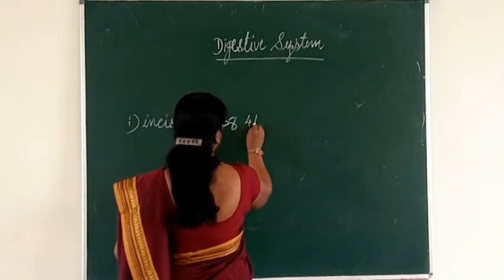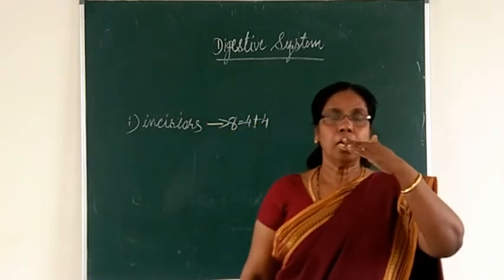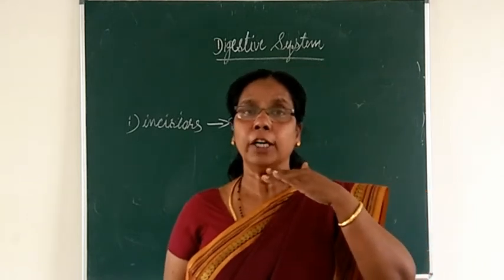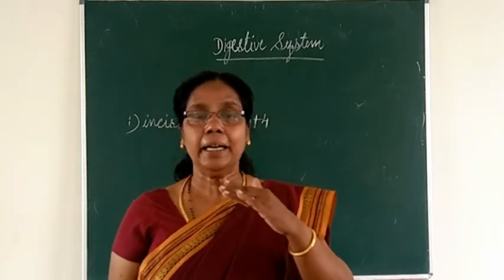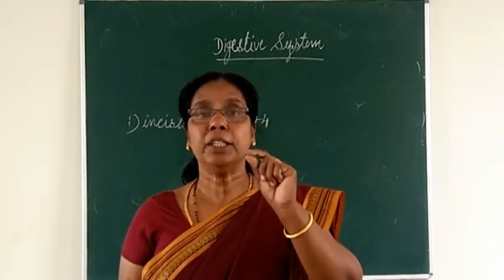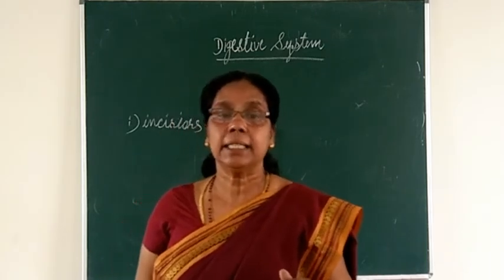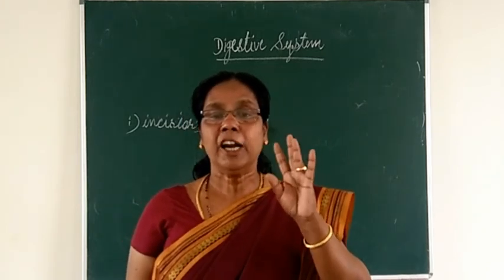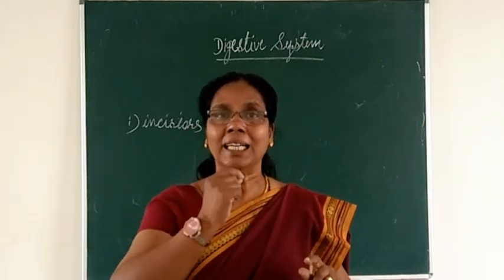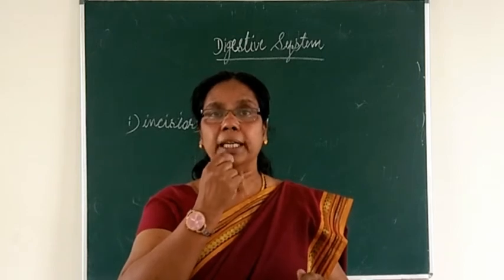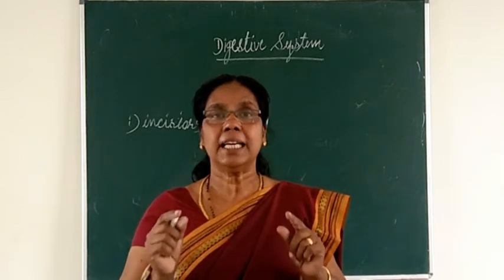So 4 plus 4. 4 in the upper jaw and 4 in the lower jaw. So totally 8 teeth are present. Incisors are 8 in number. And what is the main function of these incisors? It is shown by the letter small I. Incisors, and their function is biting and cutting. Usually if you want to cut anything, you use the front teeth only. It is broad and sharp, just like a chisel.